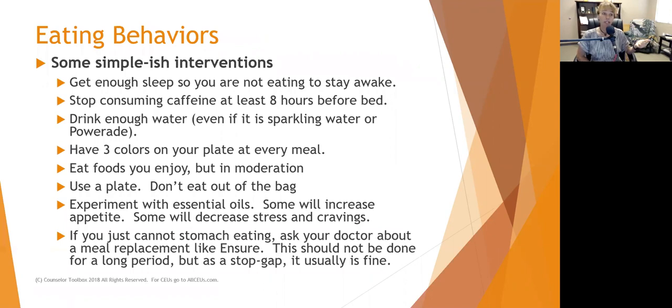Use a plate, don't eat out of the bag. Experiment with essential oils. Some, like peppermint and cloves, can increase appetite, and some, like grapefruit, can decrease stress and cravings. If you just can't stomach eating, talk to your doctor about a meal replacement, which generally they're going to say you shouldn't do for a long period of time, but as a stopgap, a lot of doctors would rather have you properly nourished than not. So again, that's something to decide with your healthcare professional.